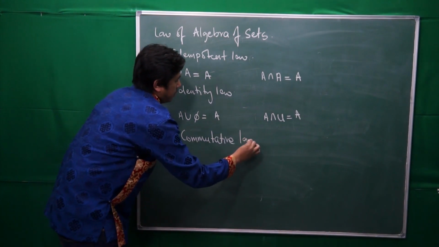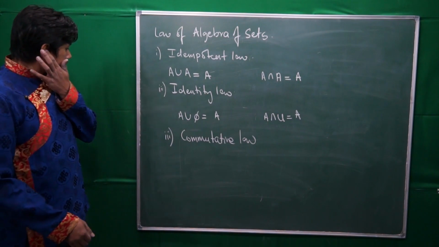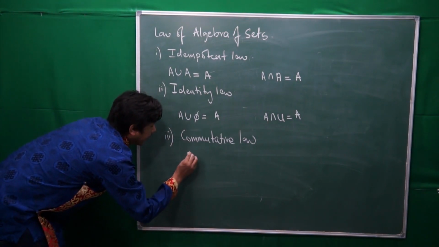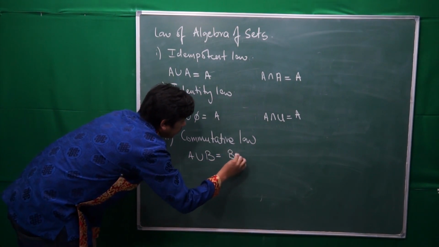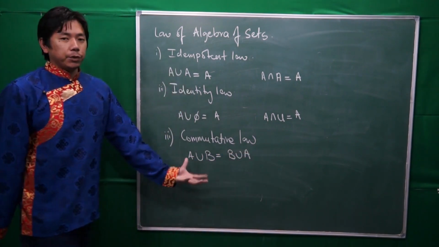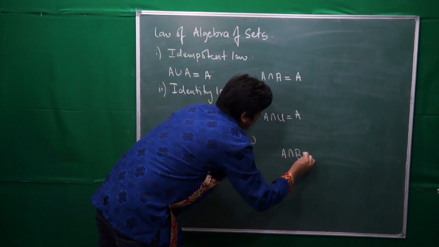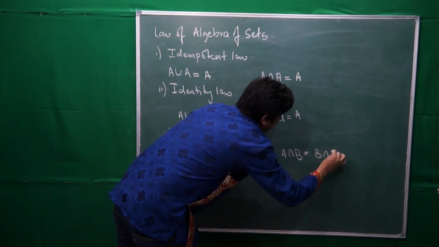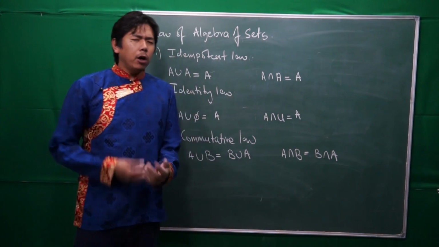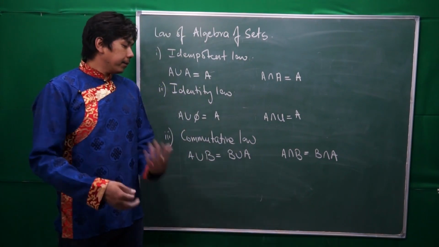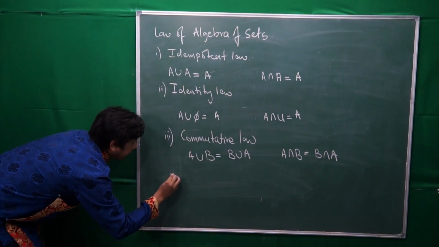We have third, commutative law. After identity law, we have the commutative law. By commutative law, everybody knows that A union B equals B union A. There is no change over here. It remains the same. Similarly, A intersection B would be B intersection A. Same thing happens again. So this is commutative. All the operations on sets are commutative in nature.